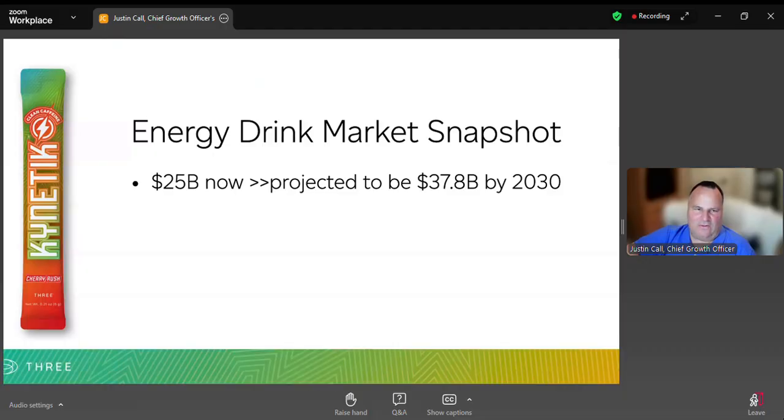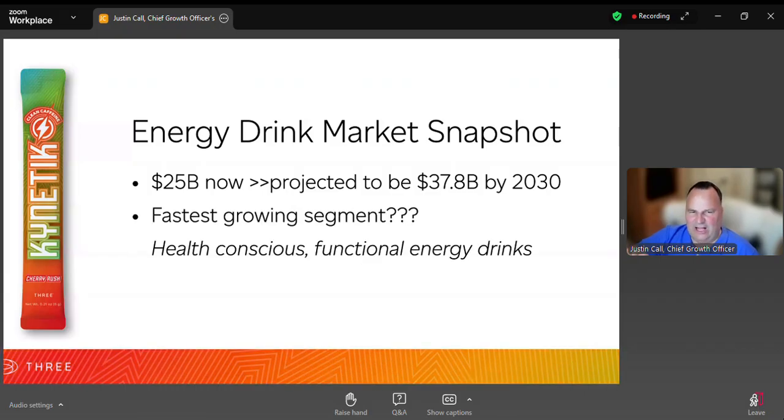So right now, the energy market is 25 billion with a B, projected to be 37.8 billion by 2030. I mean, that's a massive market. And you know what the fastest growing segment is? It's the health conscious functional energy drinks. Voila, that's what we're in. So that fastest growing section of that massive market is the health conscious functional energy drinks. So we're positioned right where we need to be with Kynetic to take advantage of this huge market upswing that's happening over the next 5 years.